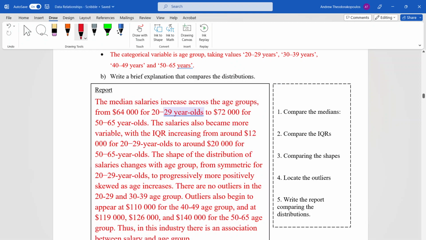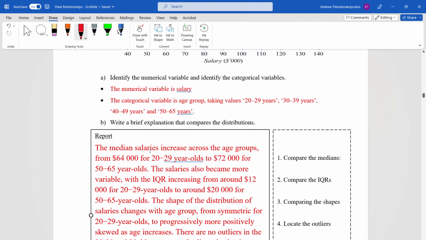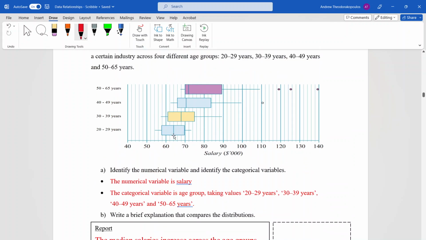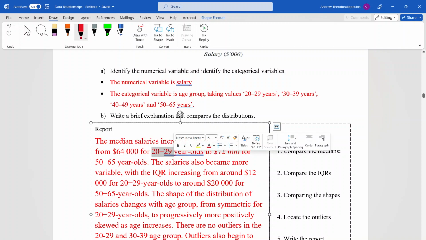First things first, compare the medians. What we want to do now is talk about the median across the age groups. The median for 20 to 29 is somewhere between 60 and 70, which is probably like 64. Then it goes to here, which is about 68. Then it goes to 71. Then it goes to 72. So we can see that the median is consistently getting bigger. And you can even say just the beginning and the end, so from 64,000 for the 20 to 29 year olds, and then 72,000 for the 50 to 65 year olds.